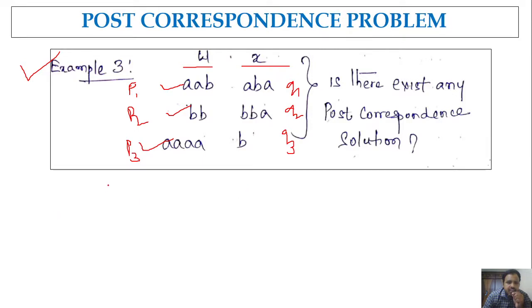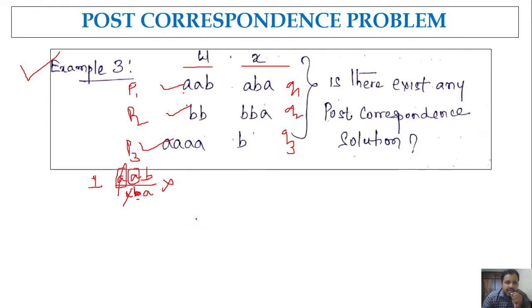So here we need to try out the possibilities. First, if we start with P1, that means if we start with index 1, what will happen? We will get the numerator part as A, B, and the denominator part as A, B, A. The first symbol is matching in numerator and denominator, but if we consider the second symbol, it is A in the numerator and B in the denominator. So if we take index 1 as the starting one, we cannot get the sequence.